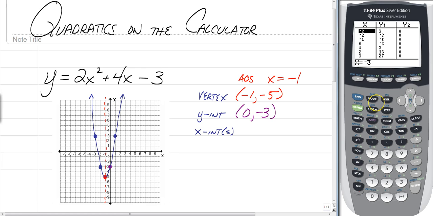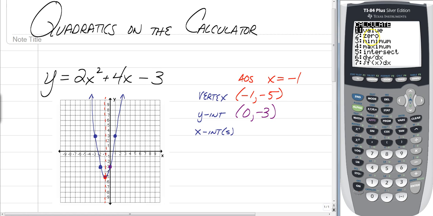Now, to do that, we are going to calculate something. Normally, you can use your calculator to calculate a 0. But a 0 is going to use a left bound and a right bound and a guess, and then another left bound, a right bound, and a guess, one for each of your x-intercepts. So we know they're somewhere in this area. Now, your calculator is going to be able to find the exact value for you.